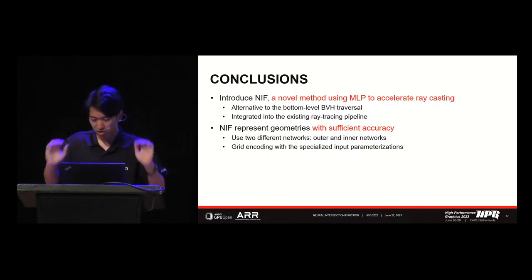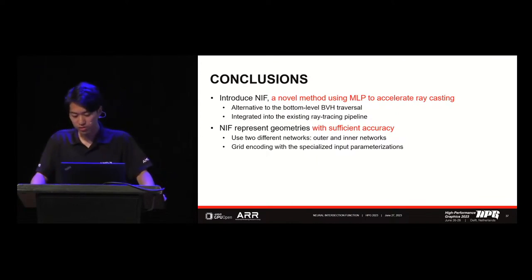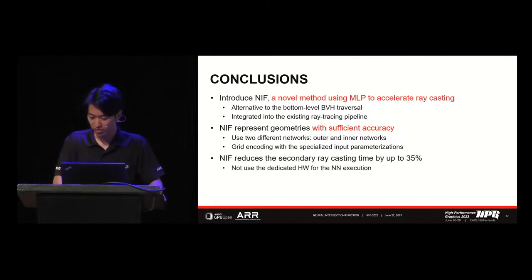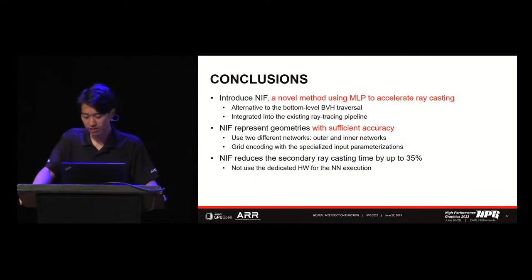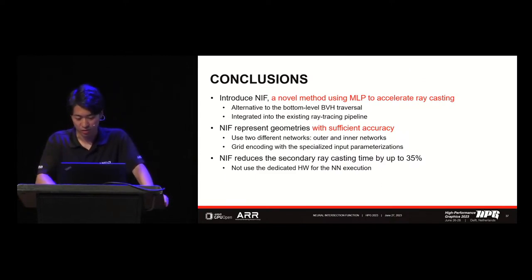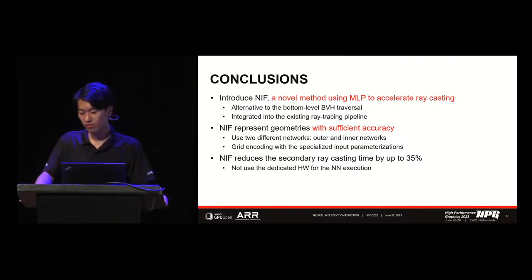In order to achieve good results, we propose to use 2 different networks, outer and inner network, and a specialized input parameterization for grid encoding. Also, our experiment demonstrated NIF reduced the secondary ray casting time by up to 35% while preserving the image quality. So finally, that's our contribution.